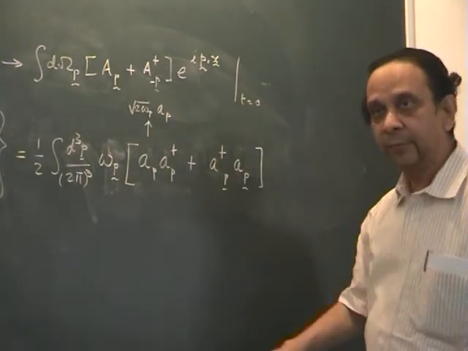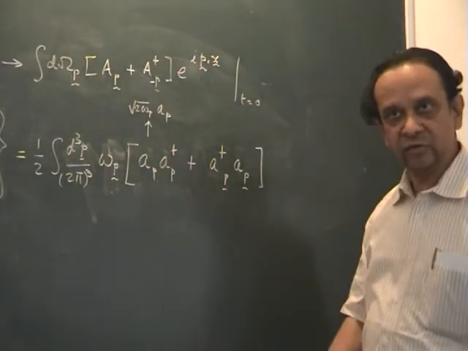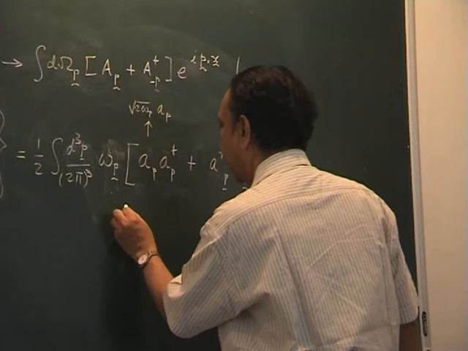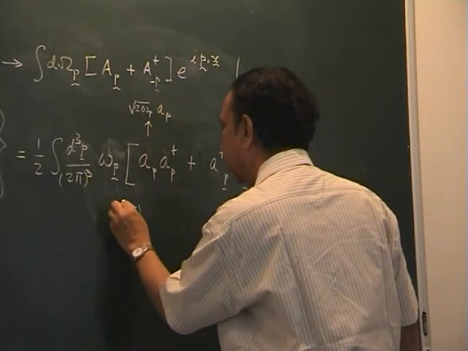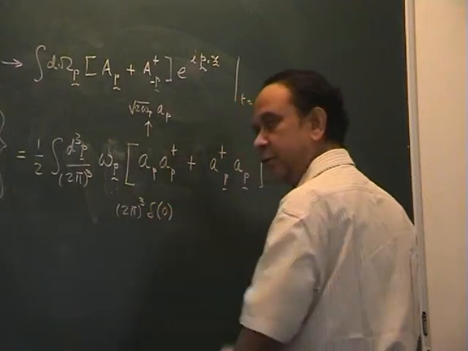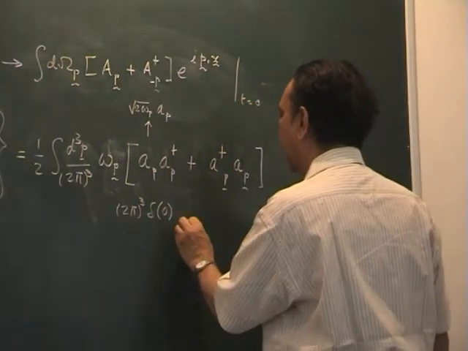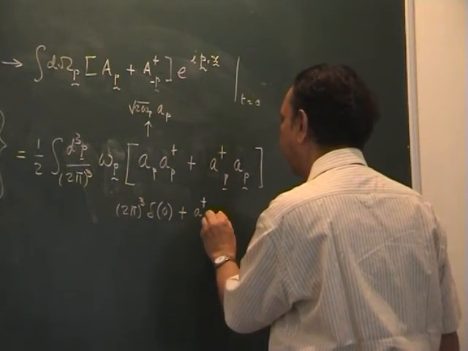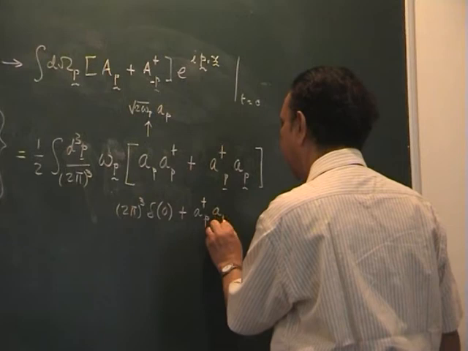So you go to this and you want to write this in terms of this quantity. So you write this quantity as the commutator, which is 2 pi the whole cube, Dirac delta function of P minus P, which is 0. So you put it as 0 plus A dagger of P A of P.